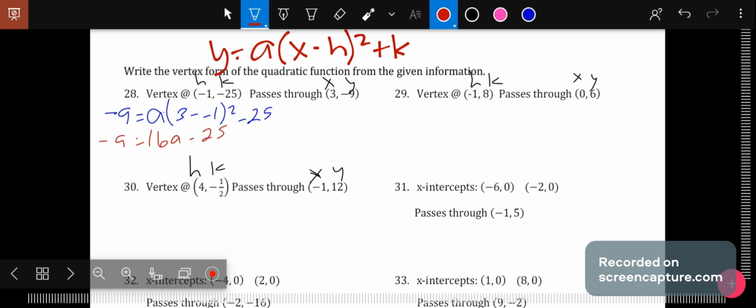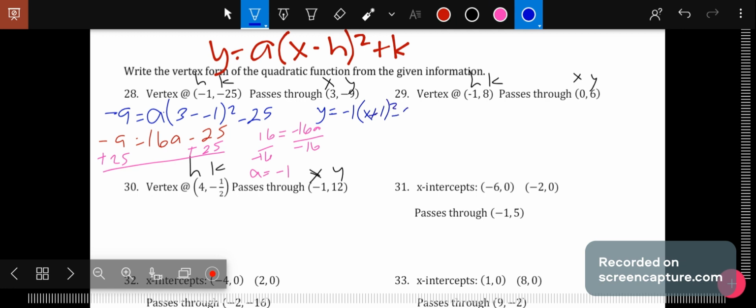In order to solve for a, the first step we need to do is add 25 to each side. So we'll get 16 equals 16a. Divide each side by 16. So my a value will be 1. Final step is just to rewrite the problem. Remember, we want x and y to be in the equation. That's what makes it an equation. So y equals our a value times x minus h. So we've got minus negative 1, turns it into plus 1 squared, and then negative 25 for k.